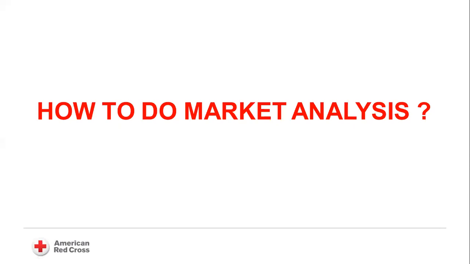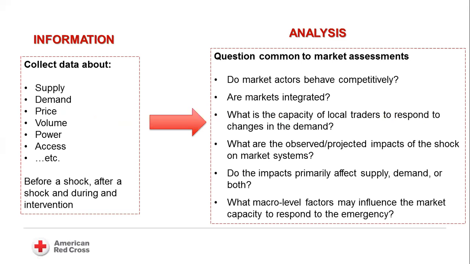And you might choose that commodity on a high level based on what you're seeing has been impacted and also what you may anticipate your objective is in terms of your intervention, right? So if you're thinking about maybe a shelter objective, then you might want to start looking at commodities related to, again, roofing material, supplies, building supplies, right? And then we're also looking at simply collecting information again about supply, demand, price, volume, power, access to these goods.